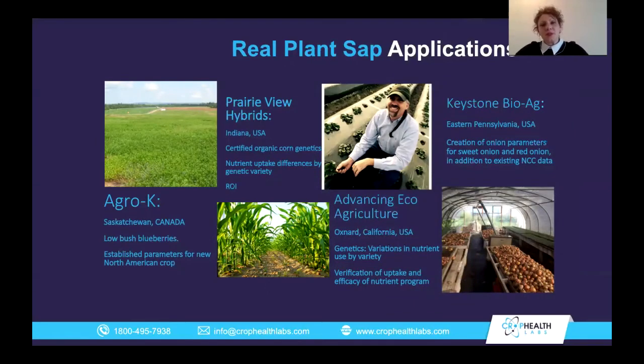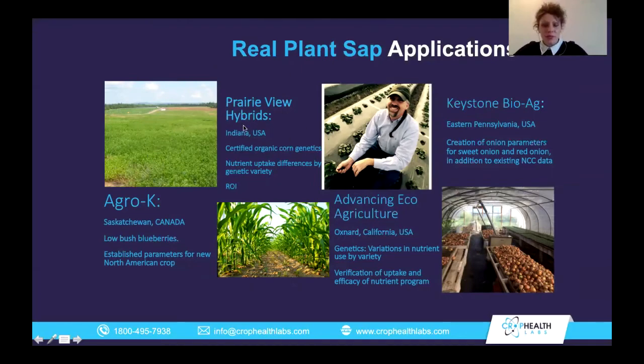Some real-life examples of how Plant SAP analysis is used. We have, on the far left, Agro-K. There's a field of low bush blueberries here in Saskatchewan, and we did not have data on low bush blueberries. We need at least 250 different sets, meaning young growth and old growth, collected together to generate these values of what is ideal, what is low, and what is high for any given crop in terms of the nutrient values. This is an ongoing project that we're working on with Agro-K.